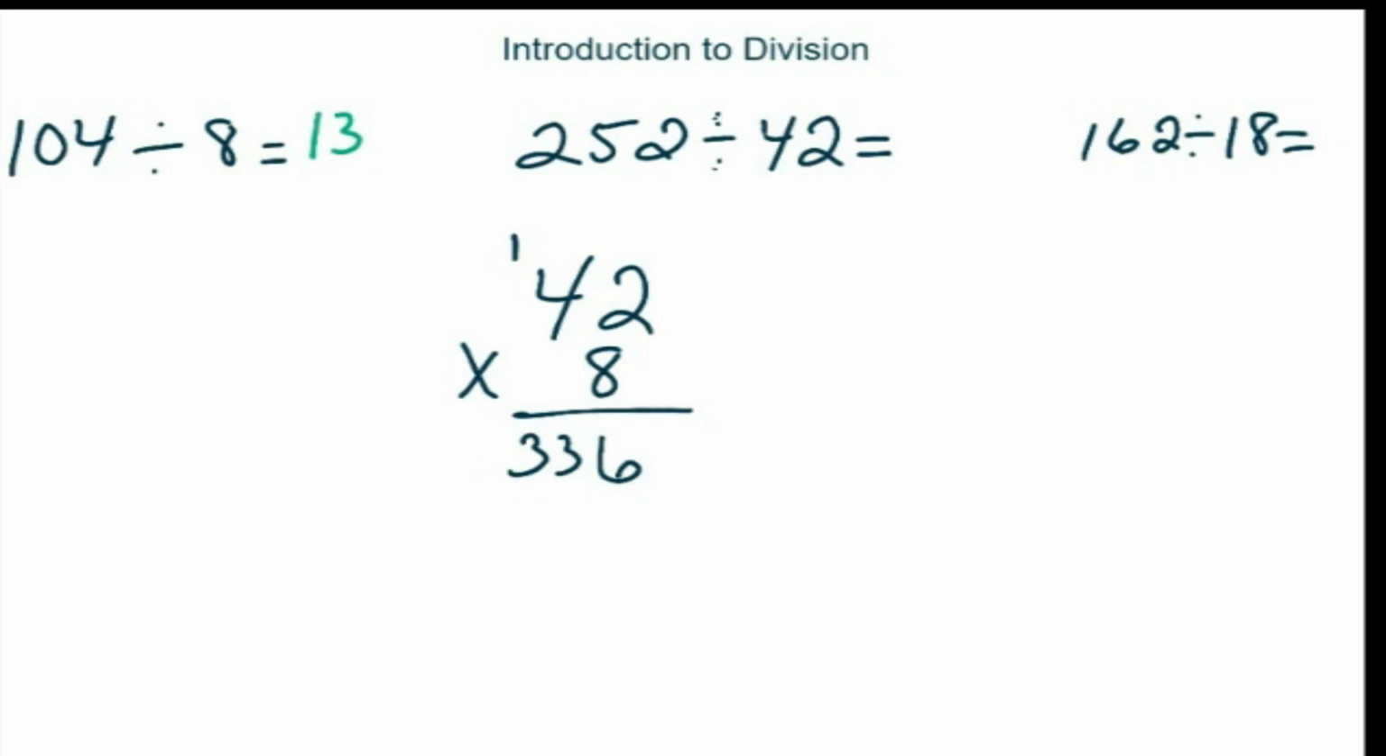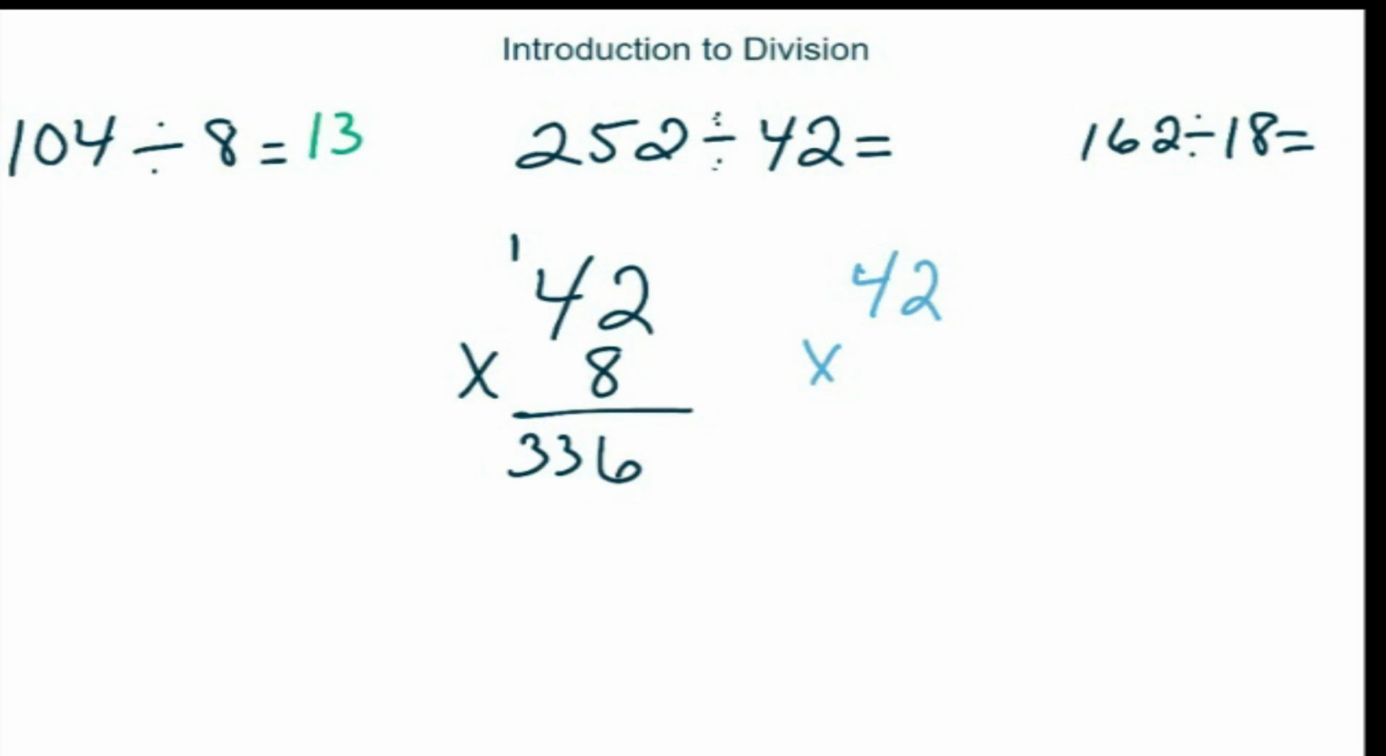42 times 8 is 336. 336 is not the number we're looking for. That number is actually larger than 252, which means that 8 was too big of a number to multiply by 42 because it gave us an answer higher than the number we were looking for. So let's multiply 42 again by a smaller number, smaller than 8. I'm going to come down and try the number 4.